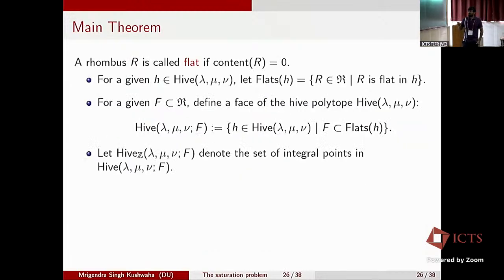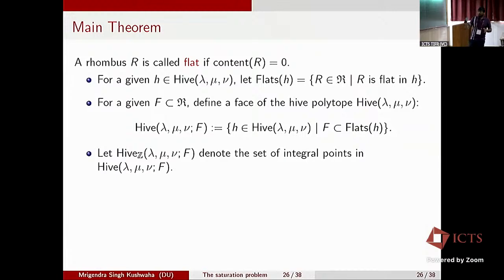And now comes the main theorem. So what is that? We call a rhombus R a flat if its content is 0. The condition on this hive is that content will always be bigger than or equal to 0. Now we call it a flat if content is equal to 0. So for any given hive, we denote the flats of H as the collection of all rhombi of any kind such that R is flat in H.